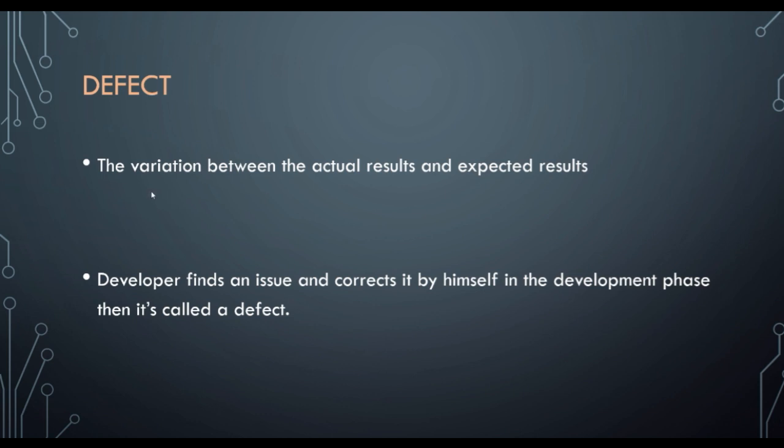Next, defect. The variation between the actual and expected result is called a defect. Also, if the developer finds an issue and he or she works on that, then it is called a defect. Also, we can say that when the application is not working as per the requirement, it is known as a defect. It is specified as the variation between the actual and expected result of the application or the software.